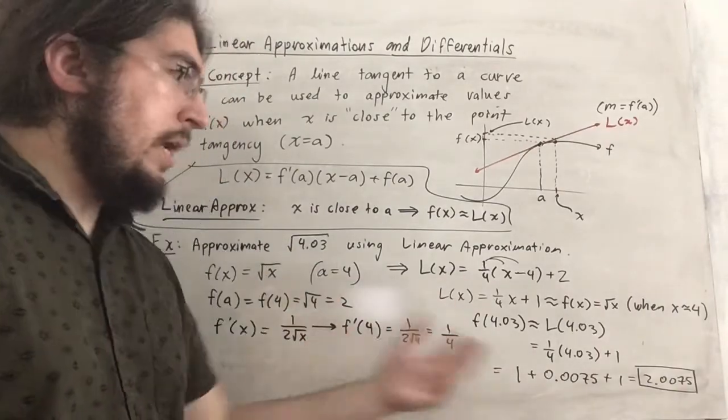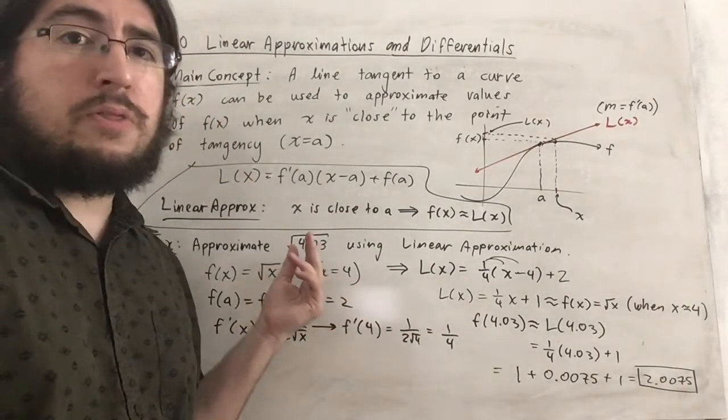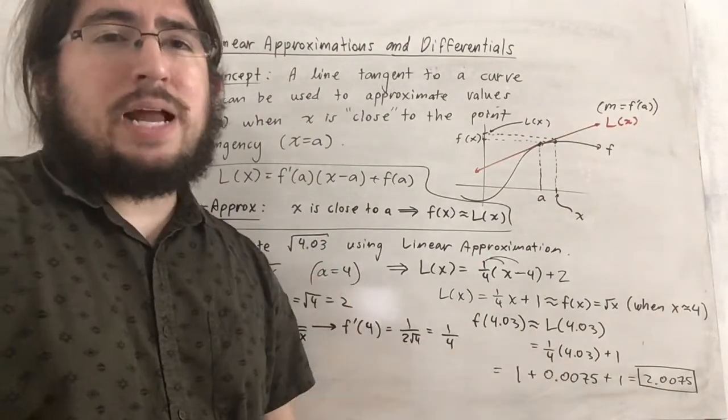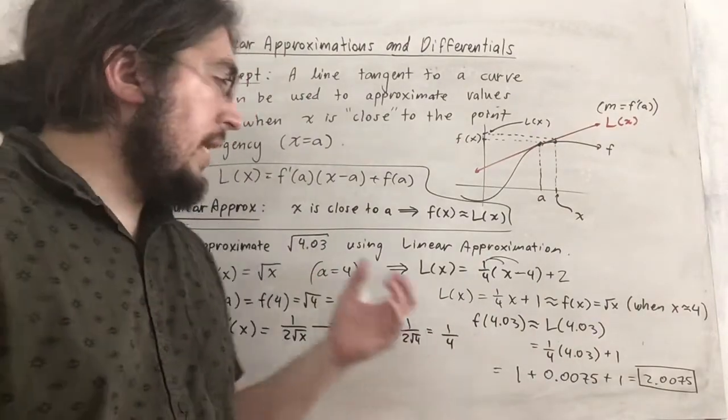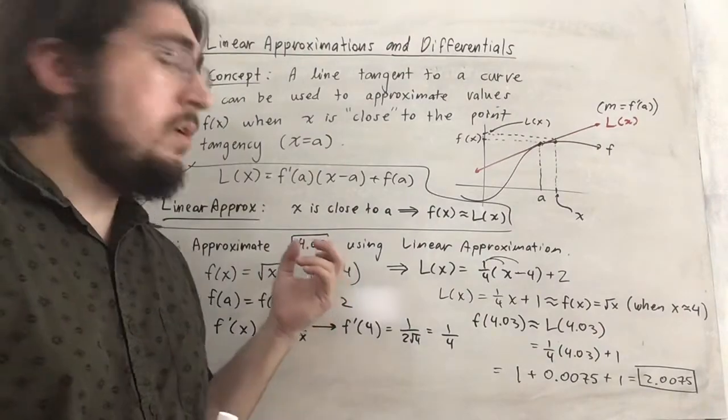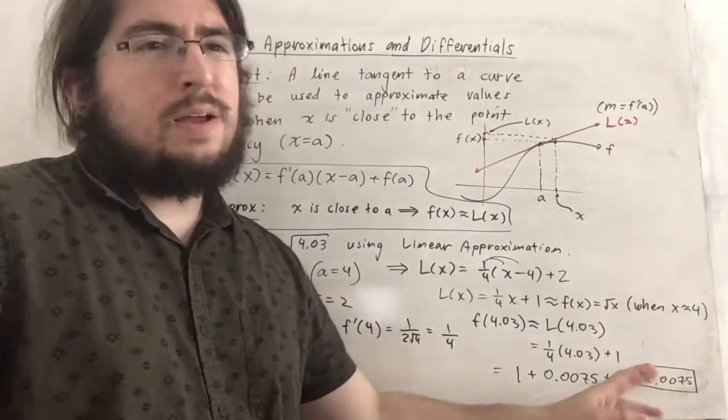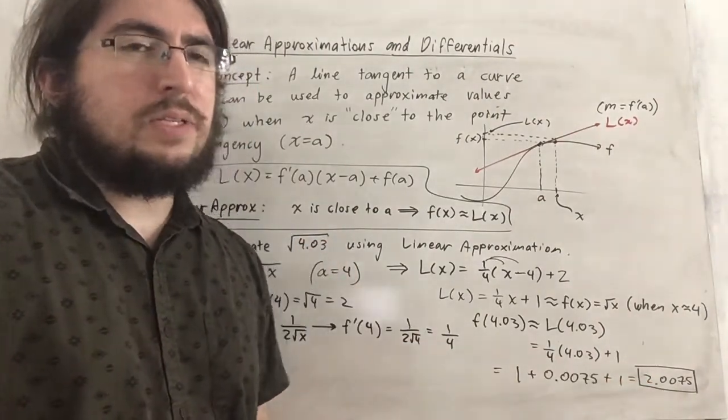But here with one layer, the square root of 4.03 is going to be pretty close to what it actually is. So again, I'll leave it to you to actually verify what your calculator gives you for the square root of 4.03, but I suspect it's pretty close to this actually.